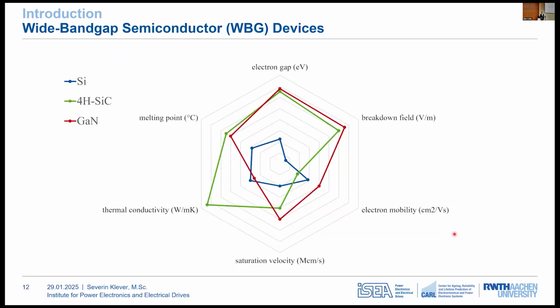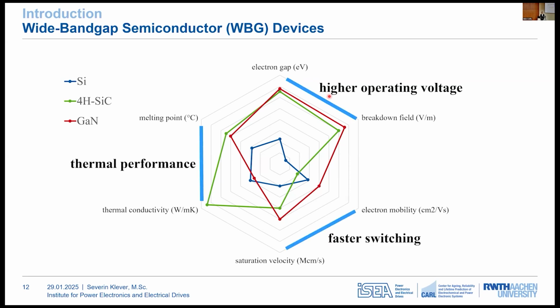And this radar chart you can see on that slide compares the properties of the different semiconductor materials. The blue curve represents silicon, which has a relatively small electron band gap in contrast to silicon carbide and gallium nitride, which have much larger band gaps and are therefore classified as wide bandgap semiconductors. You can see that SiC and GaN outperform silicon in many areas, which makes them essential for efficient and compact power electronics. Wide bandgap materials usually offer higher operating voltages due to their strong breakdown field.